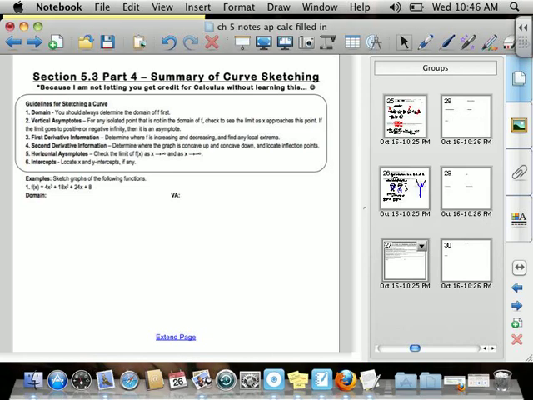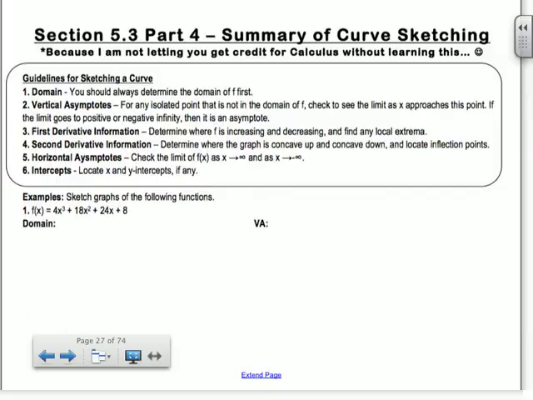Okay, so section 5.3, part 4. It's the last part of section 5.3. So it says star because I'm not letting you get credit for calculus without learning this. So you need to know how to graph functions by hand. So you need to know all the little things like horizontal asymptotes, vertical asymptotes, maxes and mins, concave up, concave down, intercepts. Yes, so your quiz will be over this.